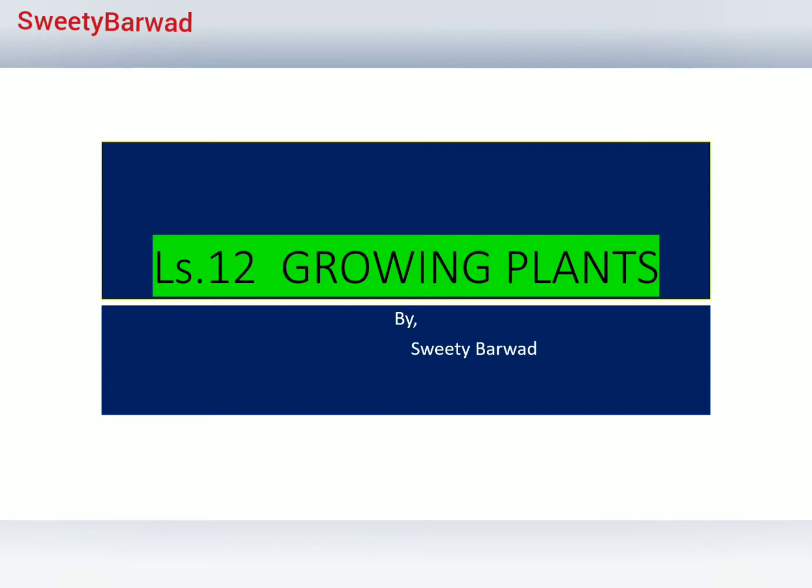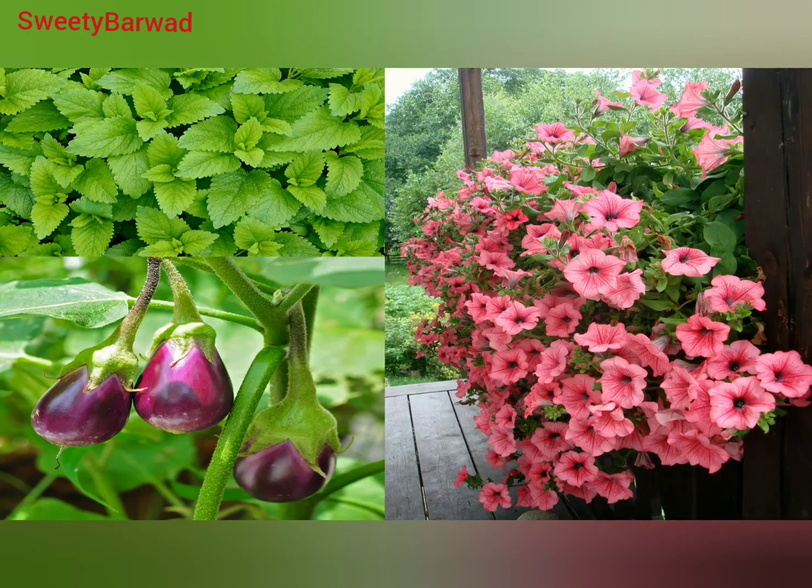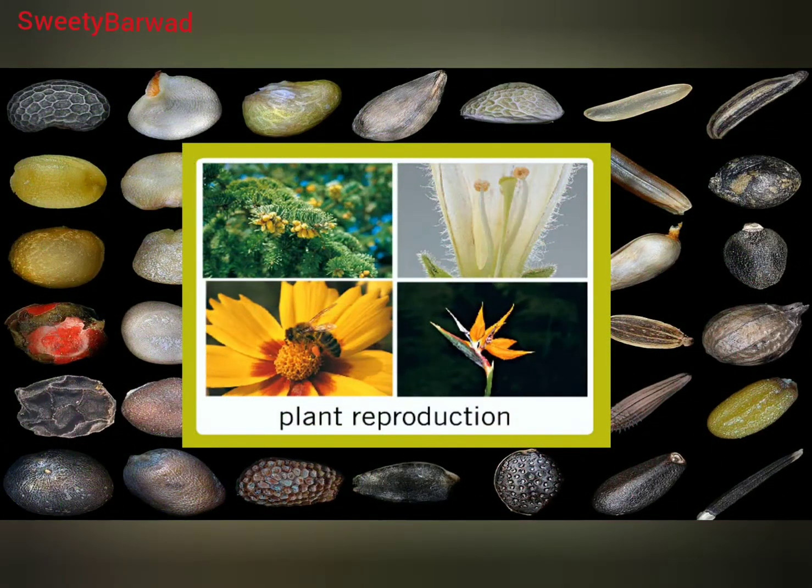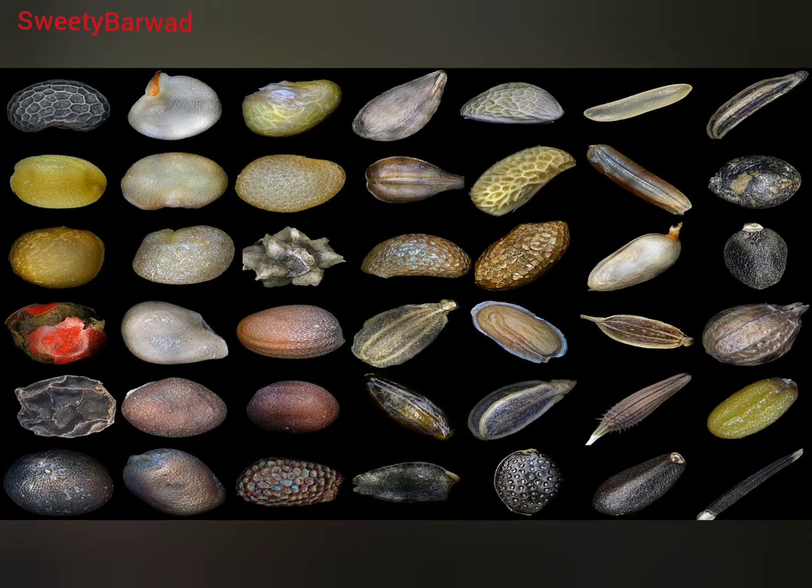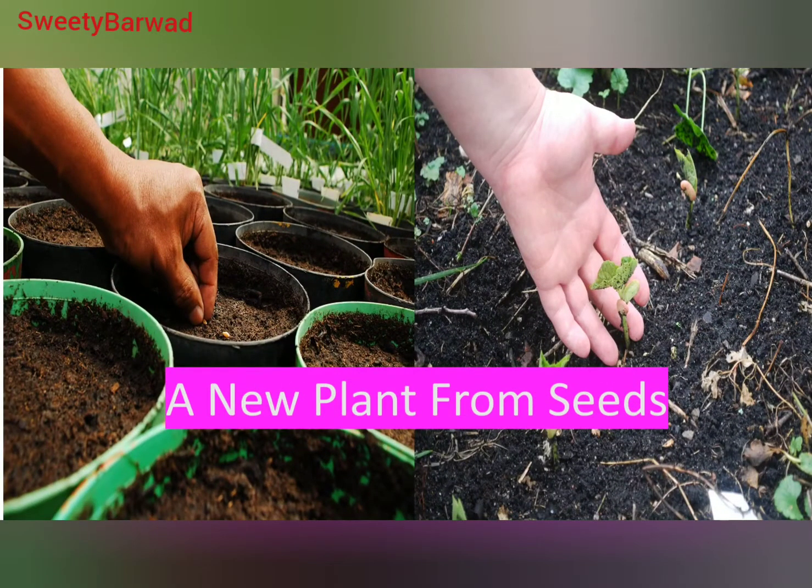In the last class we had started lesson number 12, growing plants. In that class we had learned how young plants are produced and how they grow. Plants produce young plants and this process is called reproduction. Children, we had discussed how plants reproduce through seeds. We will learn how plants reproduce through spores and how plants reproduce through parts of their body.